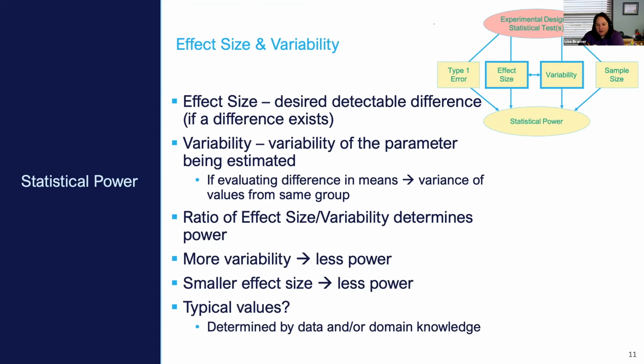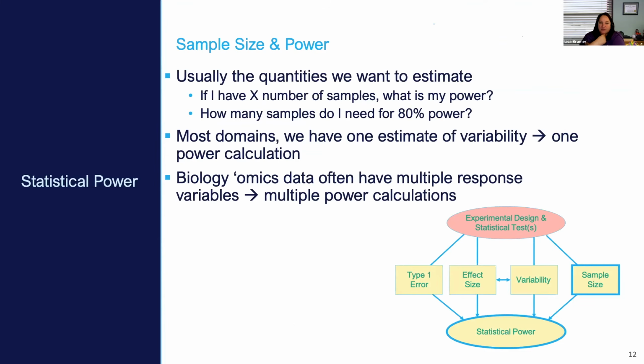And variability, unless you have a very well studied and understood system, is where it comes back to being really important that you have some data to calculate variability from, whether that's a preliminary experiment or a past experiment. And finally, the two other things that tend to go together are sample size and power. These are usually the things we want to estimate. We typically ask the question, if I have X number of samples, what is my power? Or how many samples do I need for 80% power? That 80% threshold is fairly accepted in the community, particularly for things like NIH grants.